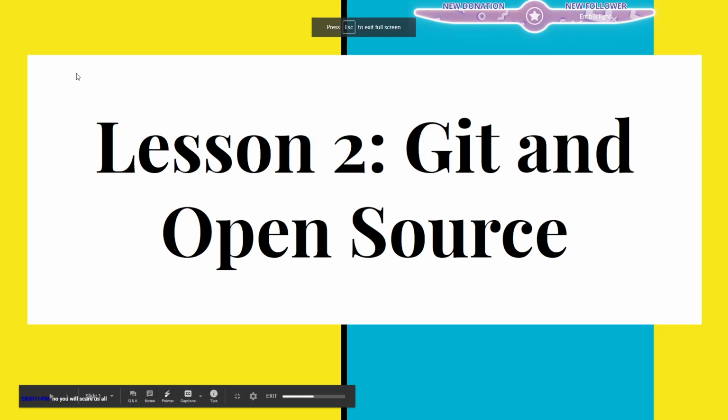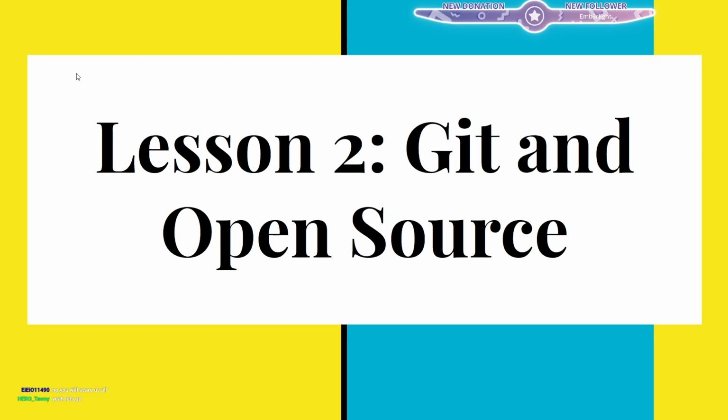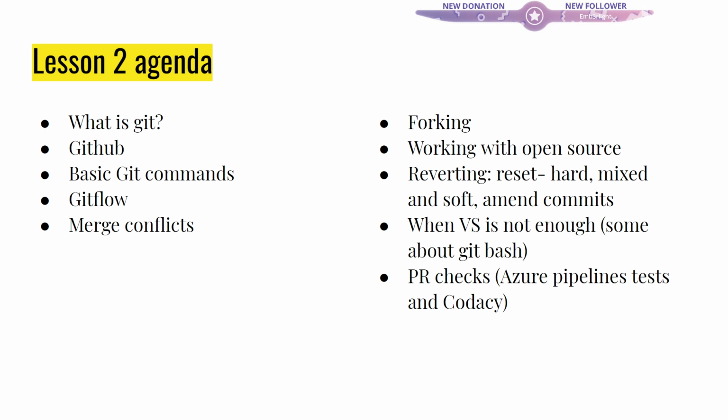So, Git, the big thing that everyone is using. And today we will try to learn how to use Git. We'll learn what it is. We will learn some theory, but most importantly, we will learn how to use it in practice with Visual Studio 2019 Community Edition. And of course, we'll also learn what is open source and how to work with open source projects.